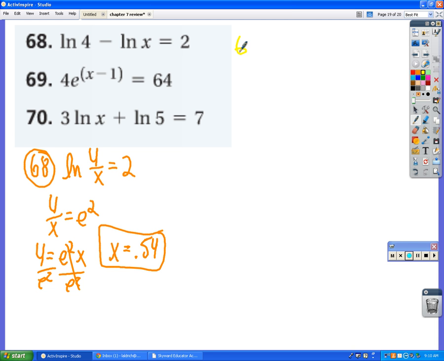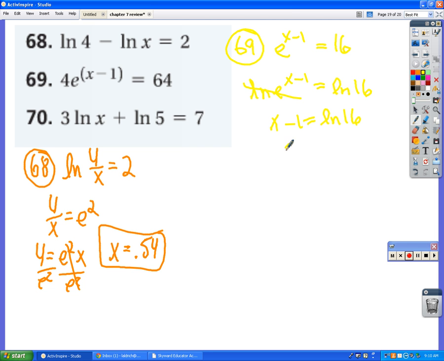All right, number 69. What do I do first to get rid of the 4? Divide both sides by 4. So e to the x minus 1 equals, what's 64 divided by 4? 16. Okay, natural log both sides. So natural log of e to the x minus 1 equals natural log of 16. That cancels out. The natural log and the e cancel. So x minus 1 equals natural log of 16.